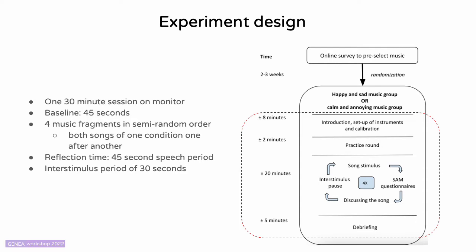After that, 4 musical fragments were played in a semi-random order for each participant to cancel out order or fatigue effects. All the songs of one emotion condition were always played one after the other. After each song fragment, participants first filled in the SAM questionnaire and then talked about their experience of listening to the song for a maximum of 45 seconds. That was followed with an interstimulus period of 30 seconds to reduce possible emotional effects induced by the fragments that were played before. An experiment interfaced on a monitor guided the participants through every step.